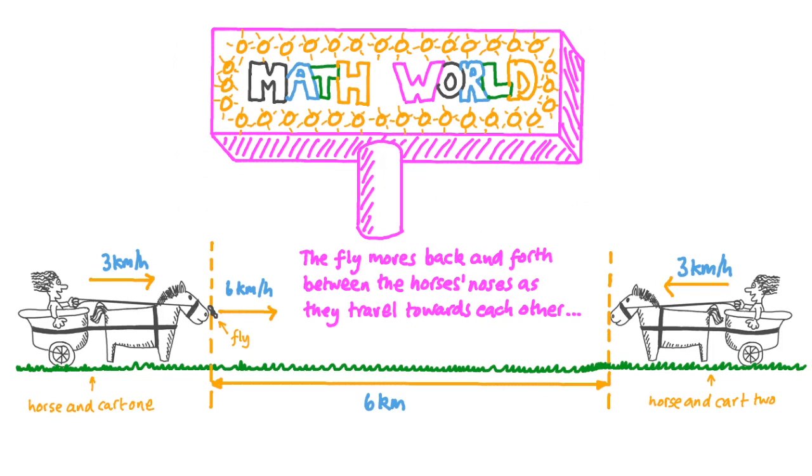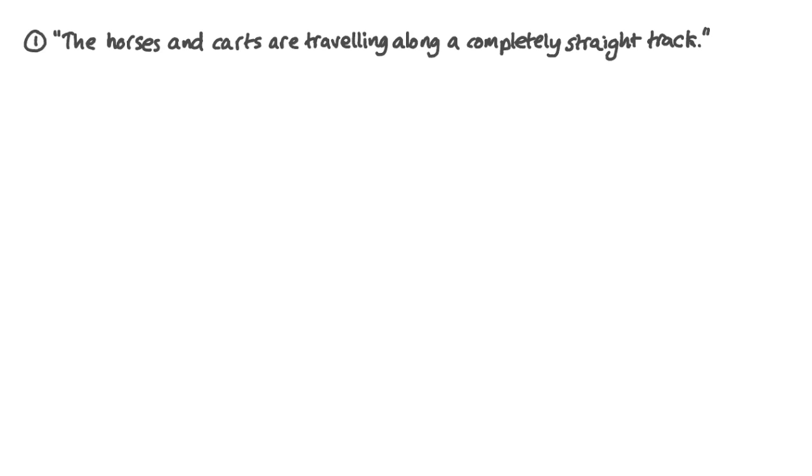You're expected to use the numbers given as an approximate, simple model of a real-world situation. But before we go any further, let's state a few assumptions that we'd need to make in order to get the answer that the person who set the problem is really looking for. Assumption number 1. The horses and carts are travelling along a completely straight track.